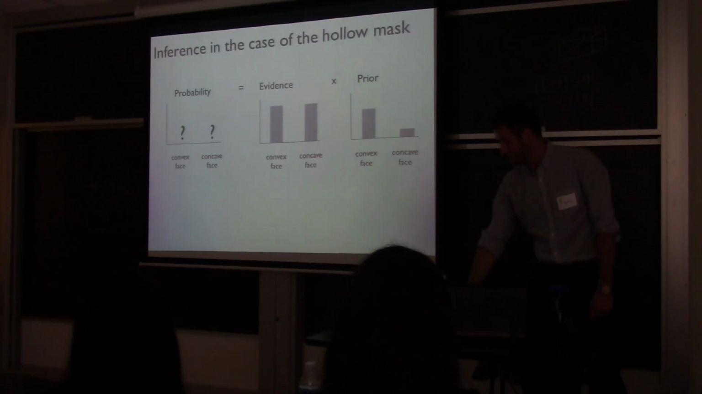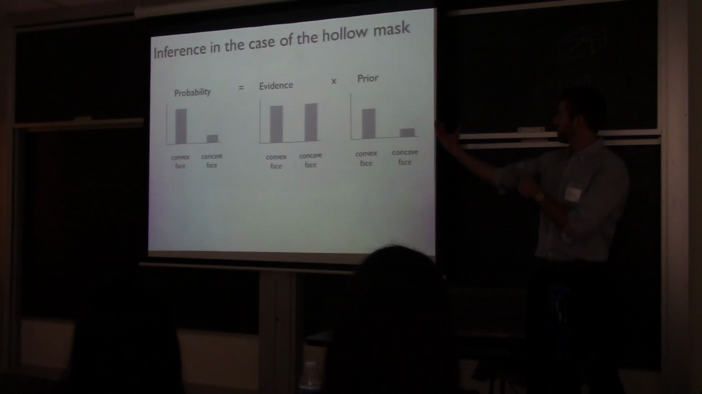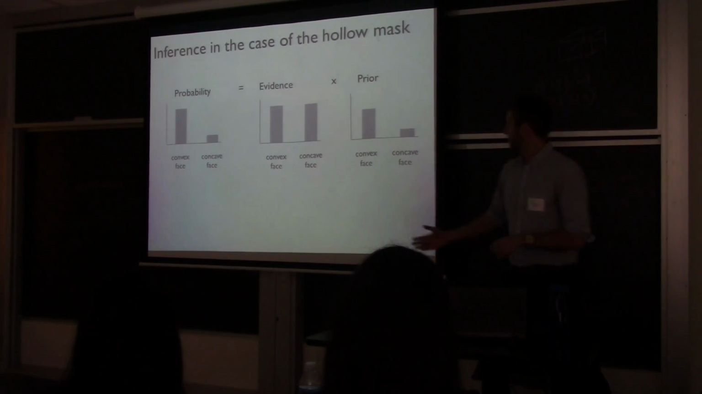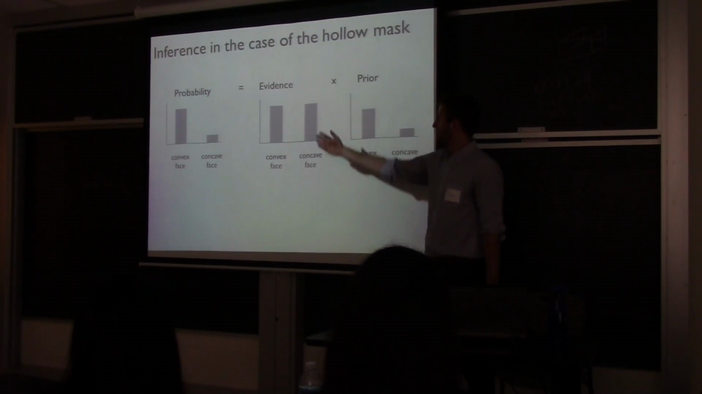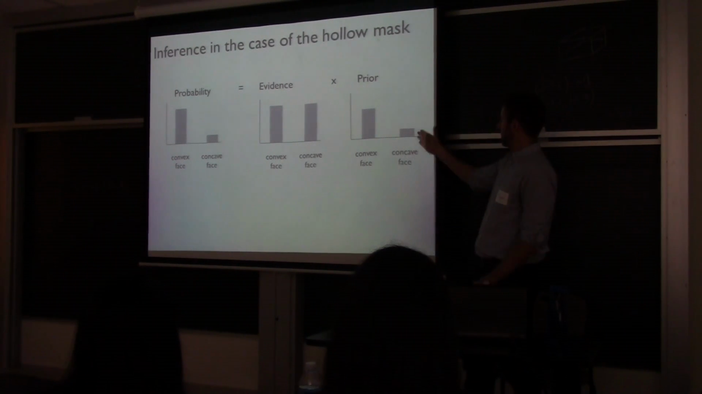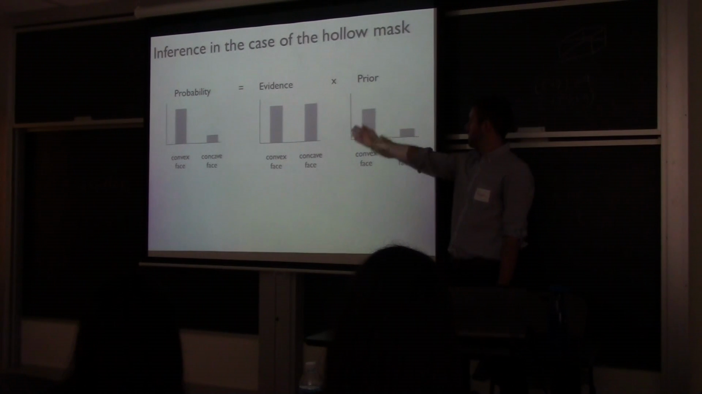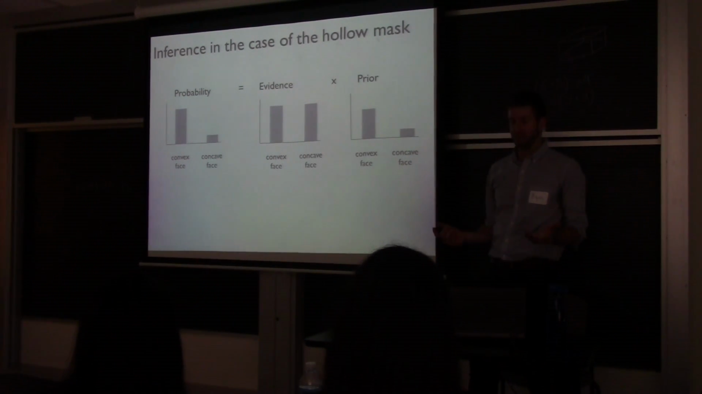And now again, it's the basic, straightforward problem of multiplying these two together. If we take our strong prior and multiply it with our medium evidence for a convex face, we have a high probability that the face is convex. If we take a low prior for a concave face, so the face pointing in, and multiply it with this medium evidence, then we have a low probability of having a concave face.